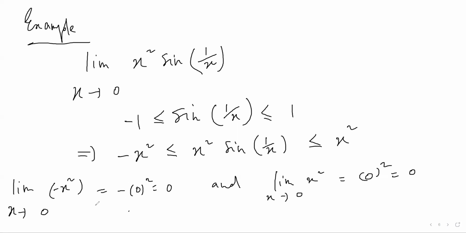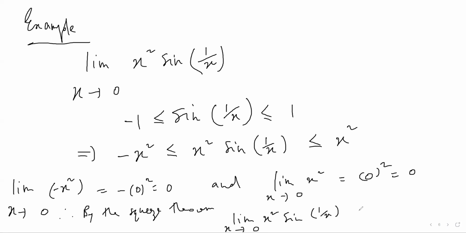So by the squeeze theorem, we say therefore, the limit of the function in the middle, which is of course the function x squared multiplied by sine of 1 over x when x approaches 0, is also equal to 0. Okay, so this is how you apply the squeeze theorem. As simple as that.